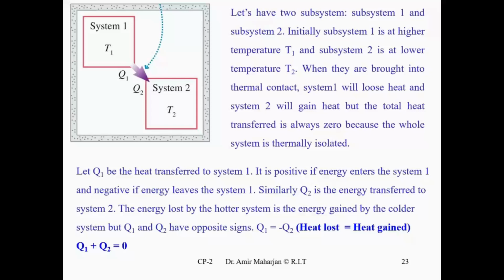Heat loss is equal to heat gain, so that means Q1 is equal to negative Q2. The negative sign is there because one is losing heat and one is gaining heat, so they should be opposite. So from the equation, Q1 plus Q2 will be equal to 0, and you can extend that principle to many systems, not only two. If you have more than two substances in thermal contact in an isolated system, then the total net heat transfer Q1 plus Q2 plus Q3 and so on will be 0.